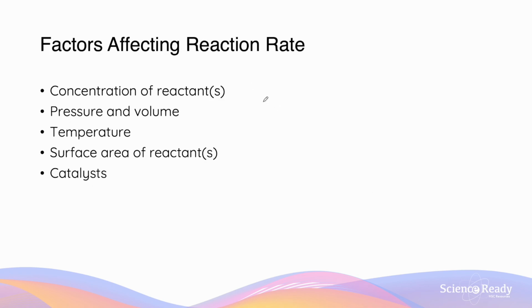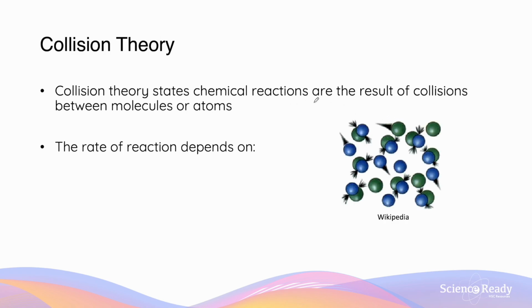Some factors which affect a reaction rate include the concentration of reactants, the pressure and volume, temperature, surface area of reactant, and catalyst. Collision theory is an idea that states that chemical reactions are the result of collisions which happen between molecules or atoms, and so the reaction rate is going to depend on a few different factors.